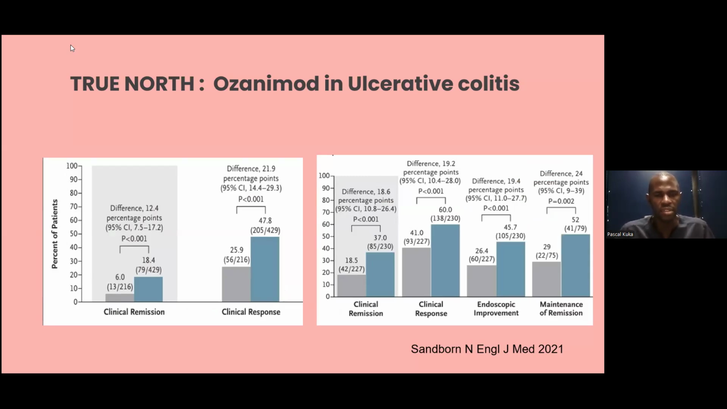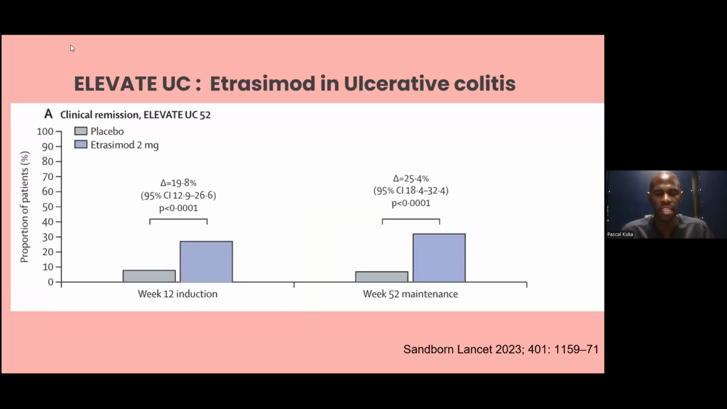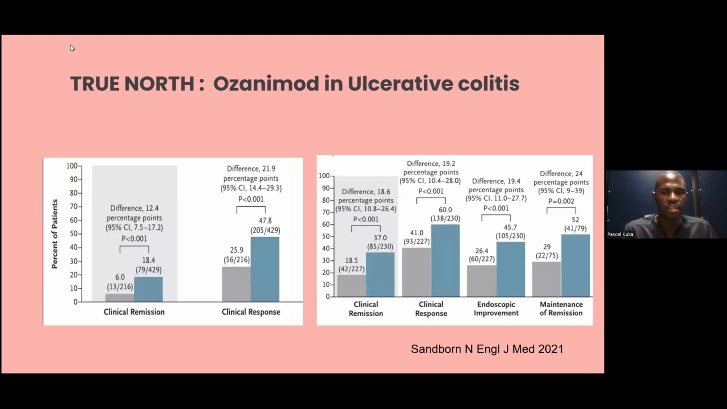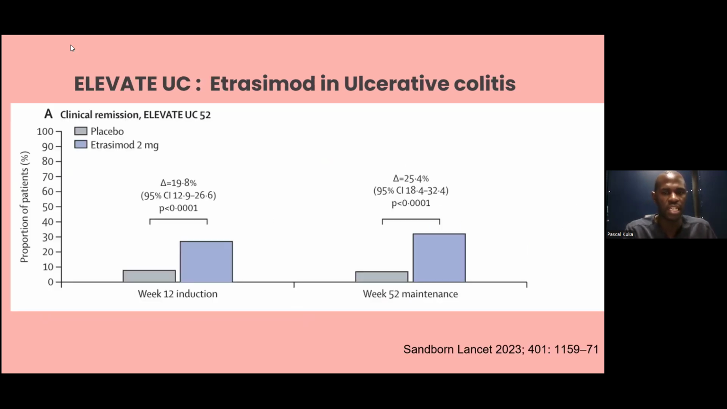One of the drugs is ozanimod, which was approved from the True North study, which showed a clinical response compared to placebo, both during induction as well as maintenance. The next, in terms of UC, was etrasimod, which, in the ELEVATE UC trials, also showed clinical remission compared to placebo after induction and after maintenance. As you note, the trials in Crohn's disease did not pass, so they're not utilized in Crohn's disease.